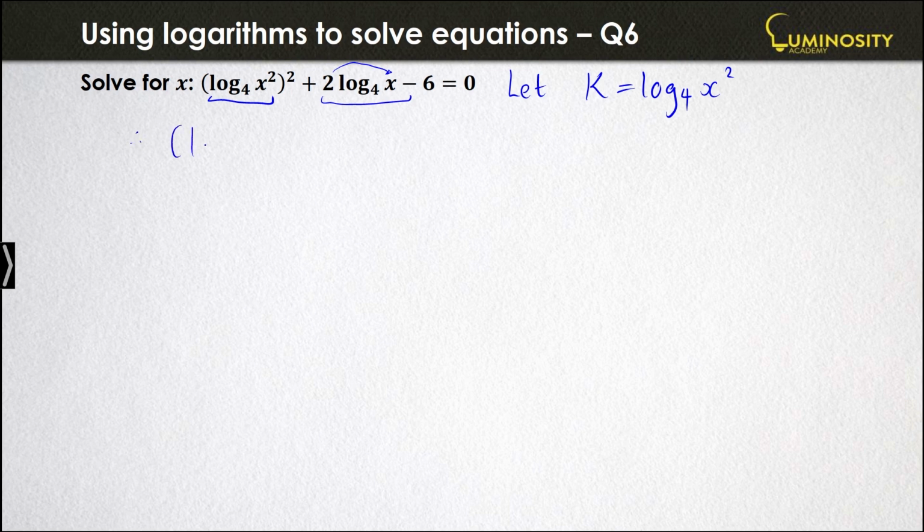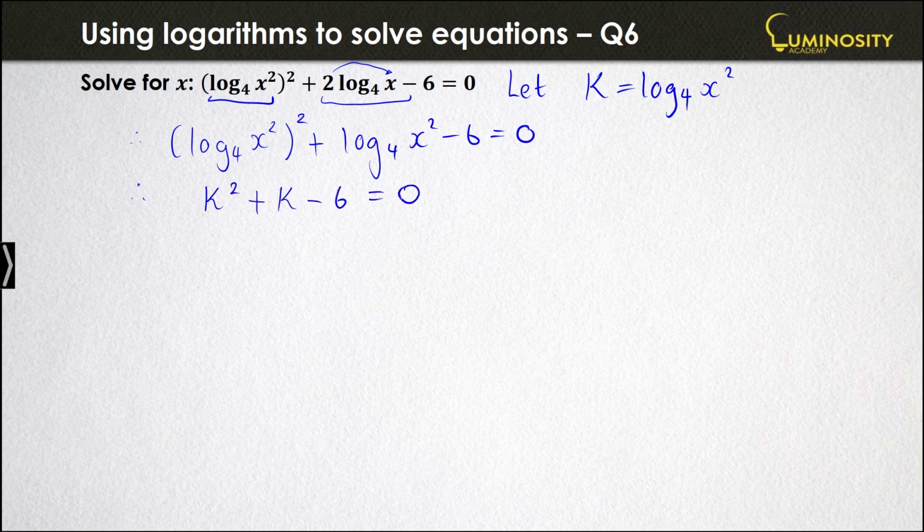So therefore I get log base 4 of x squared all squared plus log base 4 of x squared minus 6 equals 0. Using k substitution, that becomes k squared plus k minus 6 equals 0.